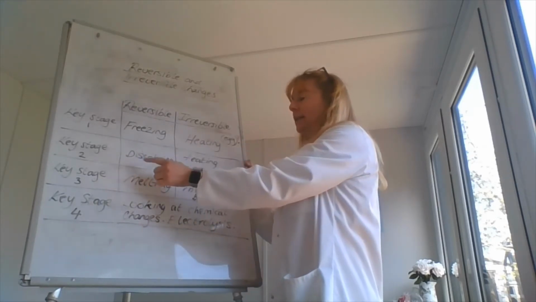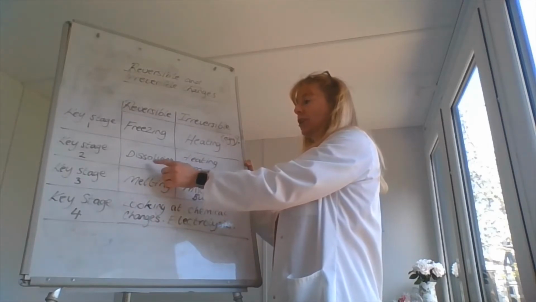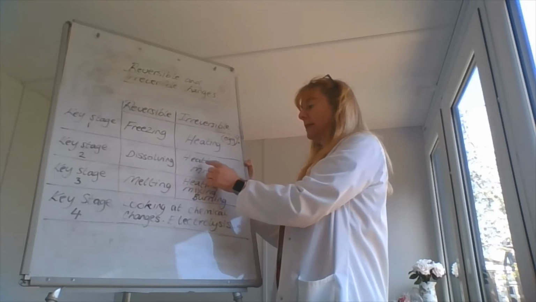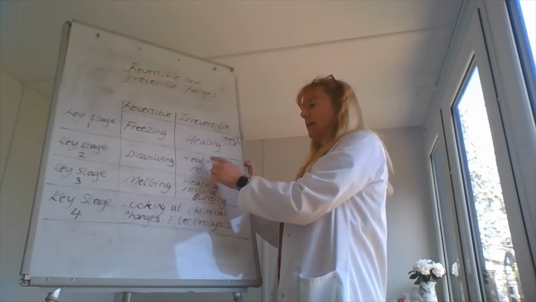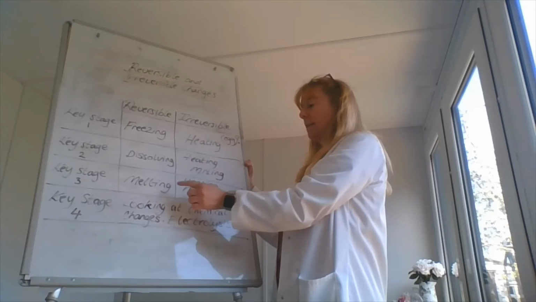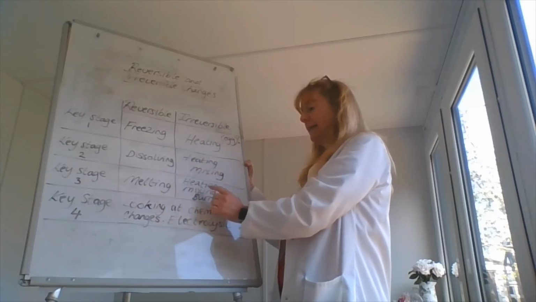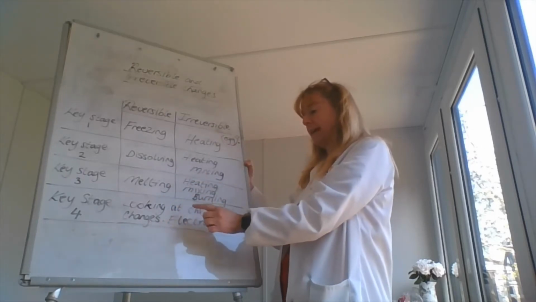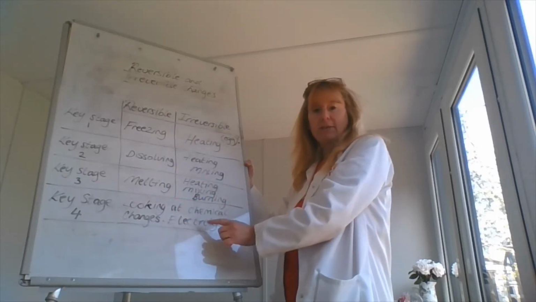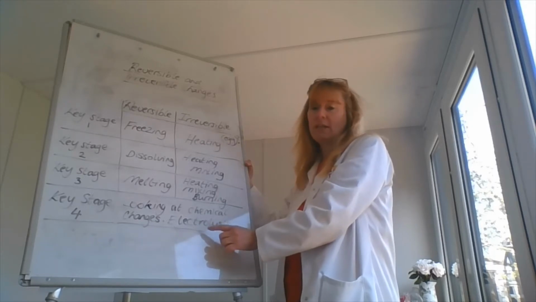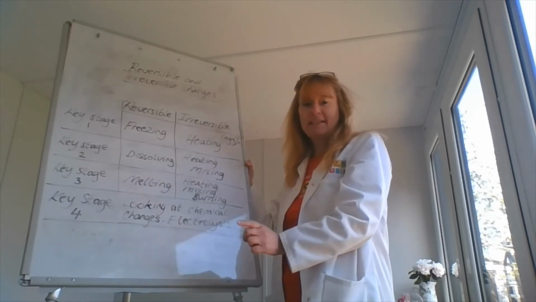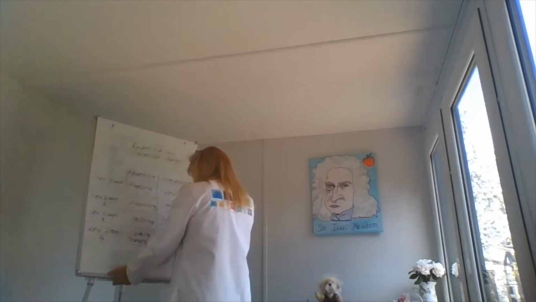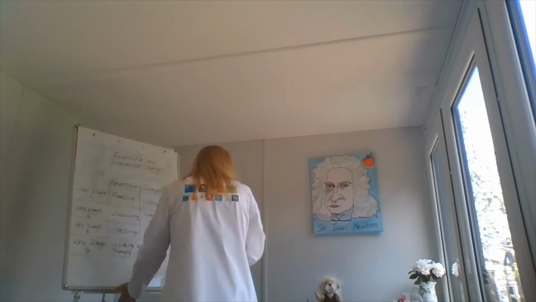Key stage 2, we're going to look at the reversible reaction of dissolving and the irreversible reaction of heating and mixing. We're going to look at key stage 3, melting, and heating, mixing and burning. I'm going to look at key stage 4 briefly at chemical changes and electrolysis, which is under the chemistry units for GCSE. So let's start with our first practical activity today, which is looking at freezing.